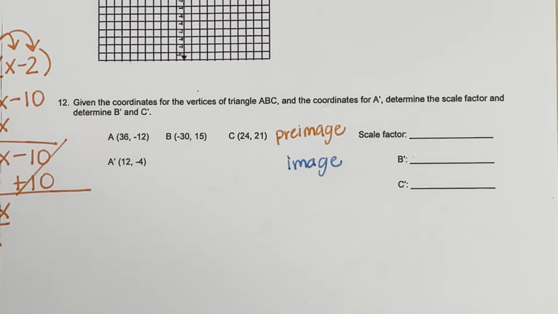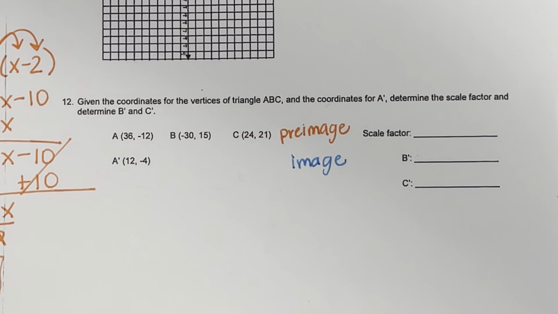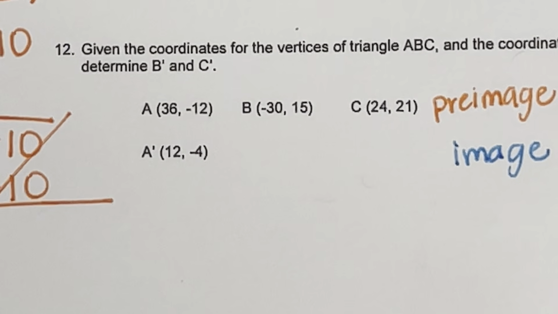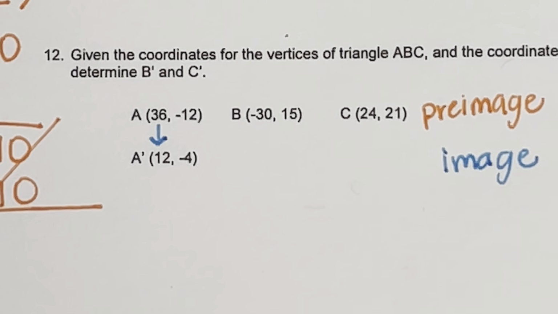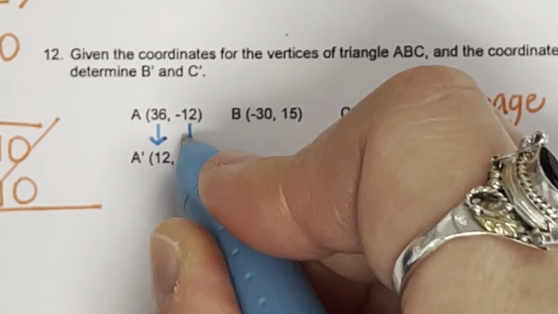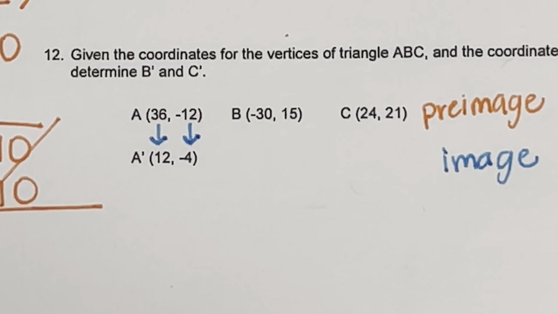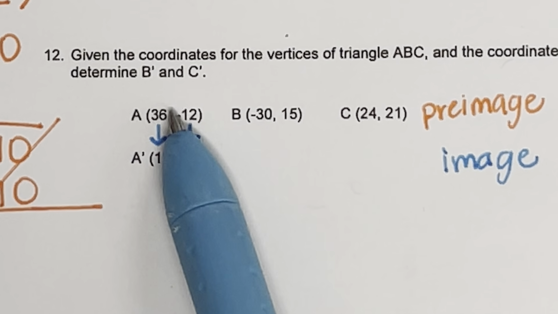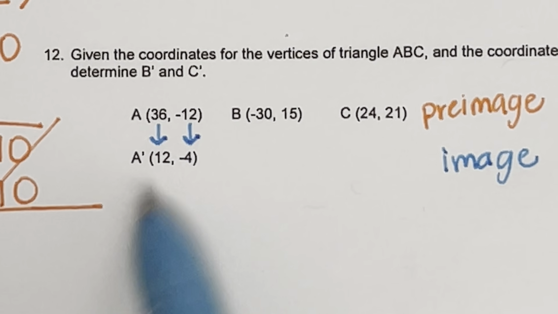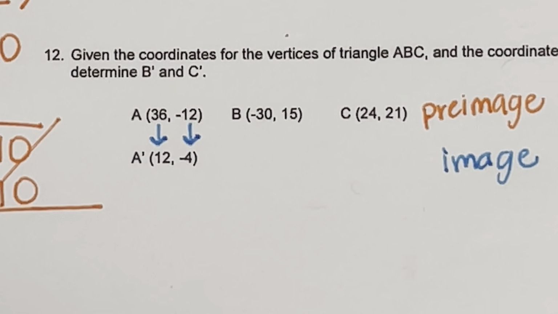So what I need to do is determine how did I get from A to A prime. So how did I get from 36 to 12? And how did I get from negative 12 to negative 4? So what I have to say to myself is, hey, look, first of all, if I'm changing from 36 to 12, I'm definitely getting smaller. I'm reducing. So my scale factor should be a fraction.